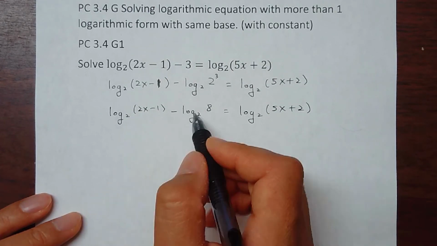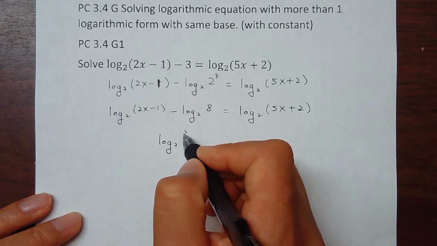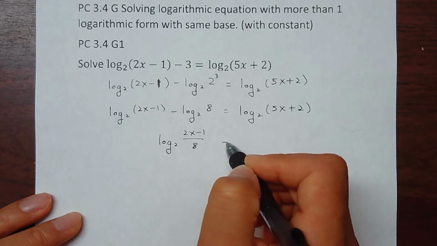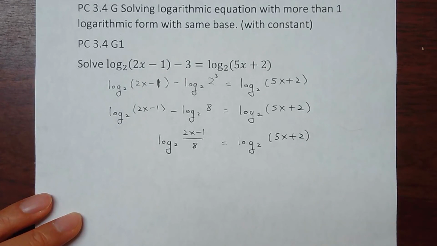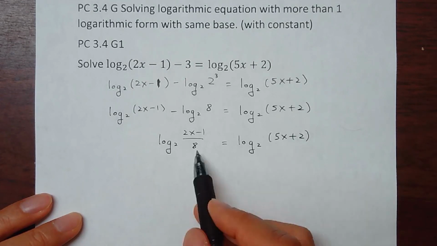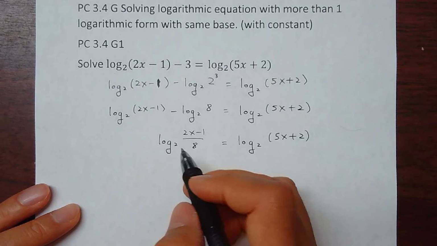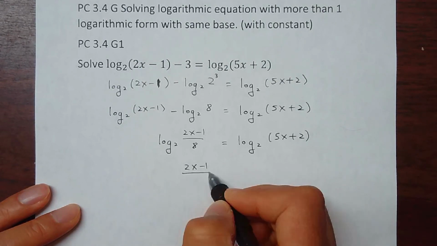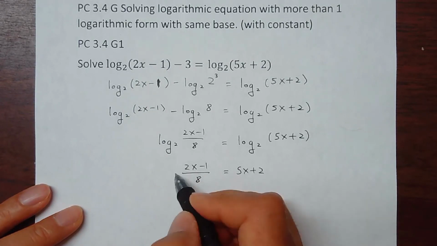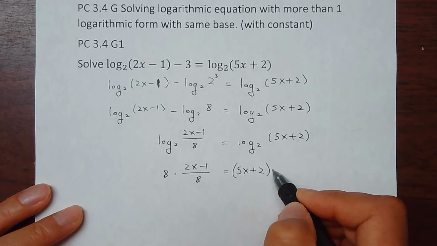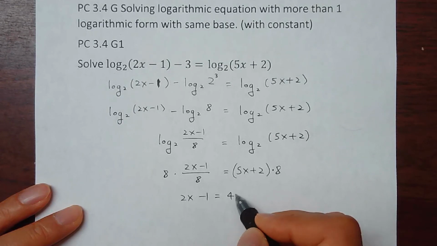We can condense these two logs on the left hand side. Log base 2 of 2x minus 1 all over 8 equal to log base 2 of 5x plus 2. We have a logarithmic form with the same base on the left and right hand sides, and their inside log expressions should be equal to each other. So 2x minus 1 over 8 equals 5x plus 2. We can multiply by 8 on both sides. So 2x minus 1 equals 40x plus 16.